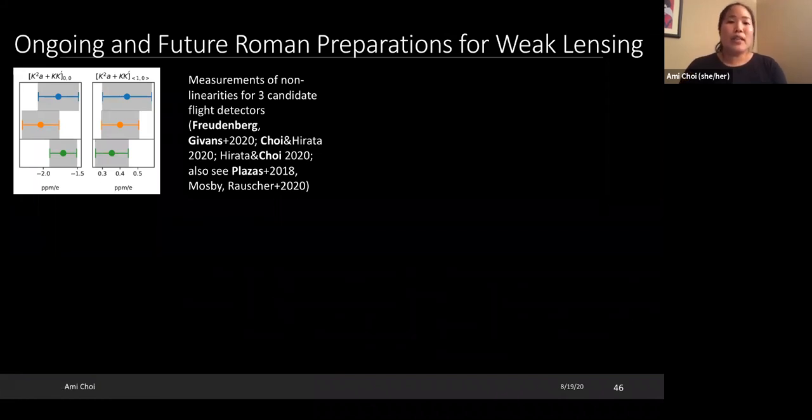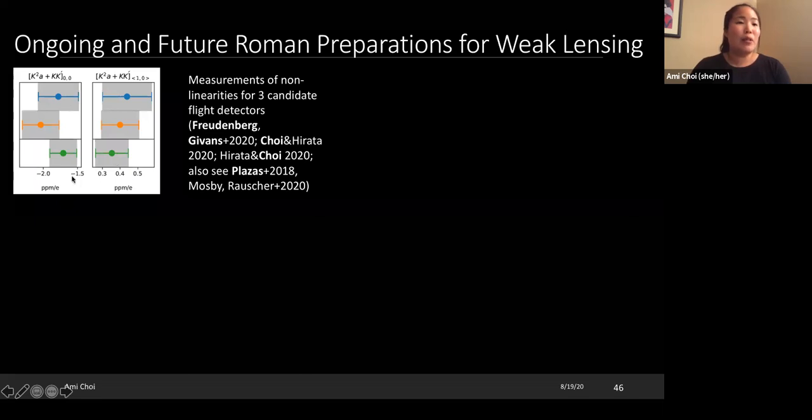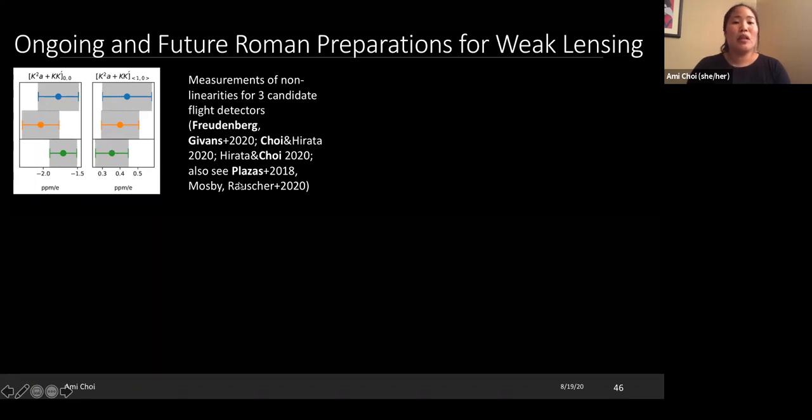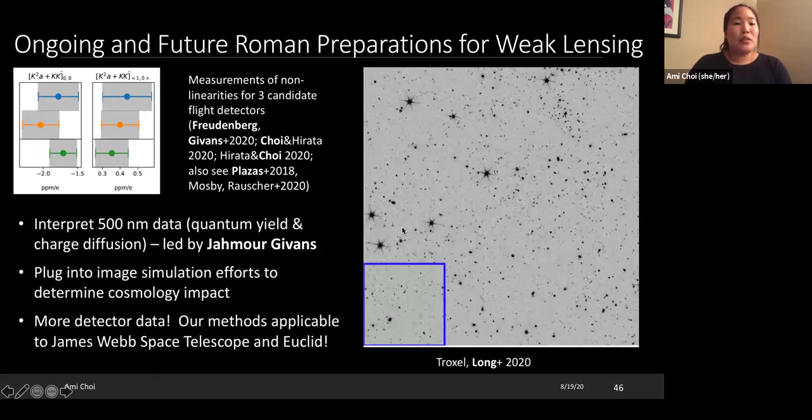So there's a group of us at Ohio State who have been making measurements of nonlinearities for candidate flight detectors. And this is an example of that. And basically what's being measured here is the nonlinearity in the detector. And we're also getting quantum yield and charge diffusion characterization. And this is a project led by Jamora Givens.